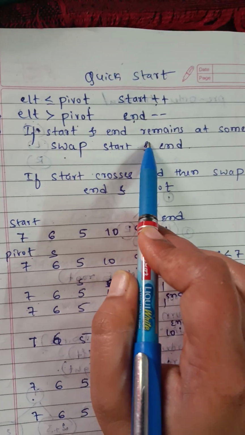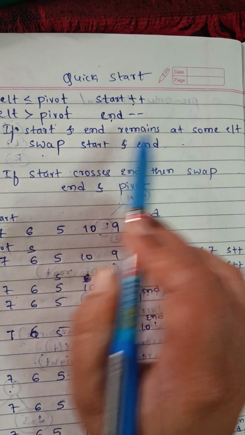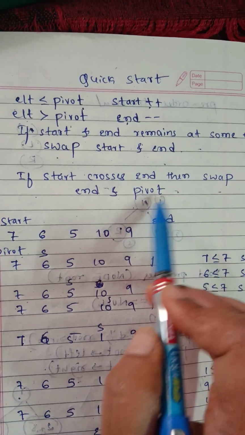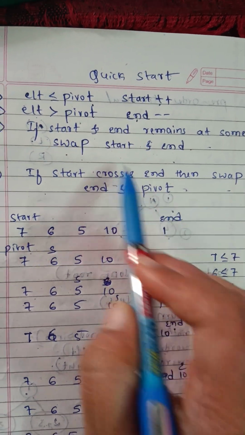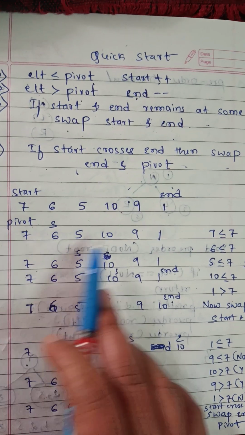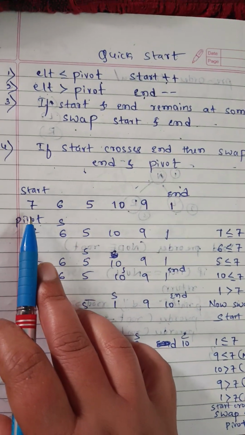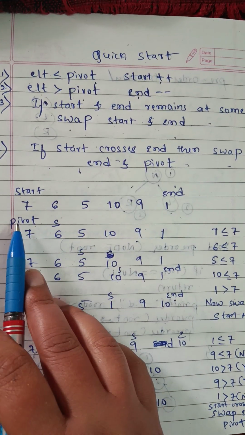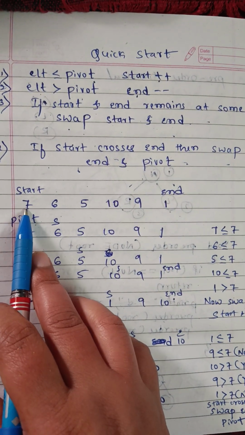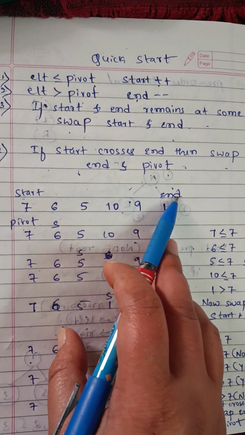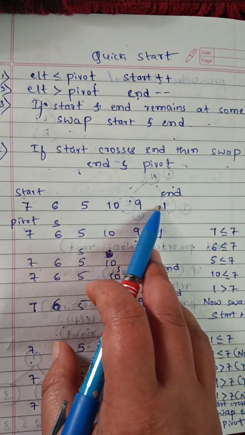If the element is greater than the pivot, you have to decrement the end value. If start and end stop at some elements, swap start and end. If start crosses end, then swap end and the pivot. You have to remember only these 4 points. Let's see our elements: 7, 6, 5, 10, 9 and 1. I will consider the first element as the pivot, the start value will begin at the first element itself, and the end is the last element in the array.